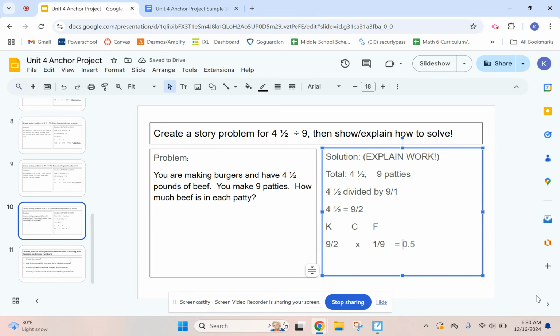Multiply the tops. 9 times 1 is 9. Multiply the bottoms. 2 times 9 is 18. And then we need to simplify that. 9 over 18 is equivalent to 1/2 because 9 is half of 18.